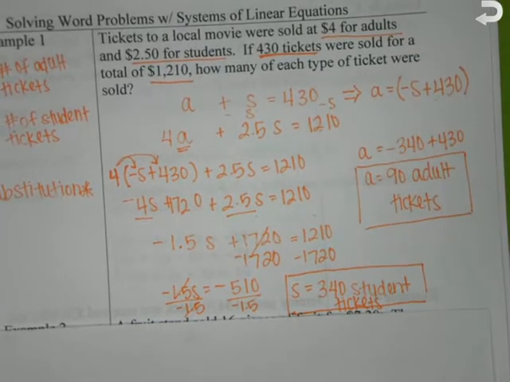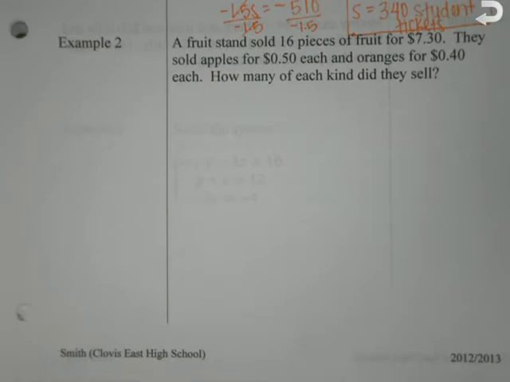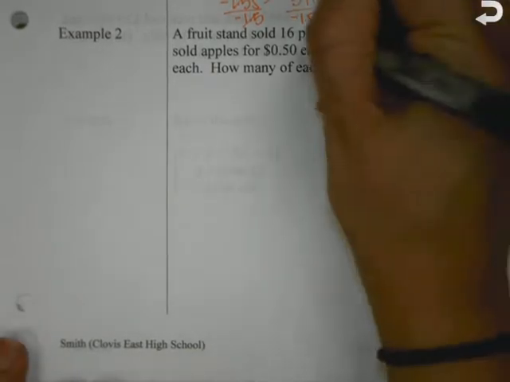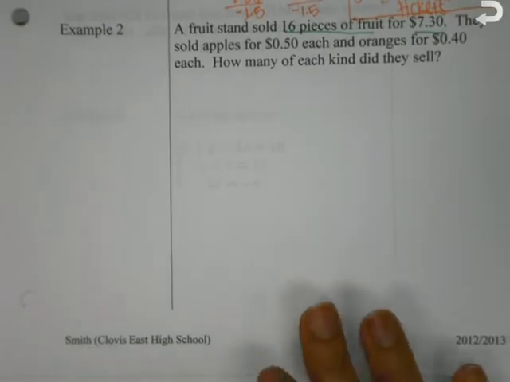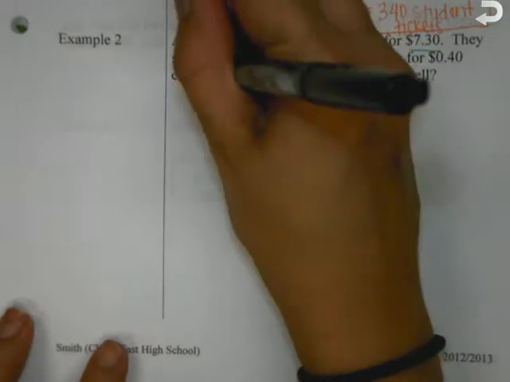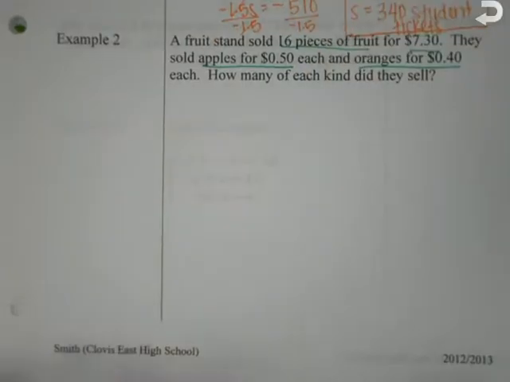Does that make sense, guys? So example 2, a fruit stand sold 16 pieces of fruit for $7.30. They sold apples for 50 cents each and oranges for 40 cents each. How many of each kind did they sell? What variables do you guys want to use?